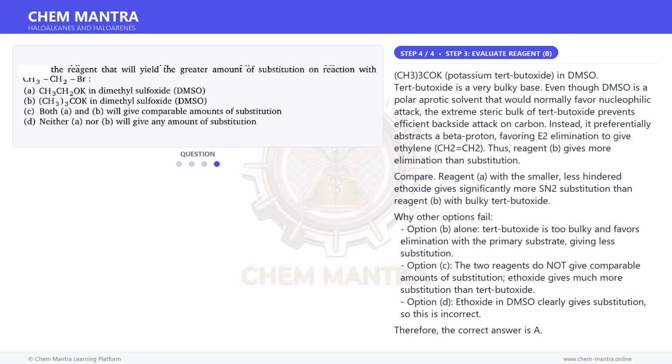Why other options fail? Option B: tert-butoxide is too bulky and favors elimination with the primary substrate, giving less substitution. Option C: the two reagents do not give comparable amounts of substitution. Ethoxide gives much more substitution than tert-butoxide. Option D: ethoxide in DMSO clearly gives substitution, so this is incorrect.